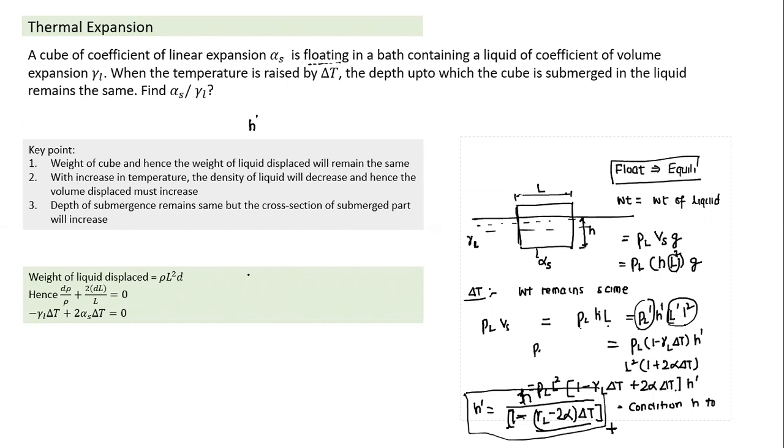Okay. So there's another way I could have written. This is one detailed way I have done. Weight of the liquid displaced is equal to density of liquid into L square into depth of the liquid. And if this has remained the same, then delta rho by rho plus 2 delta L by L has to be equal to 0. From here also I get the same expression in a slightly different way. I have solved in two ways. See whether both are understood here.